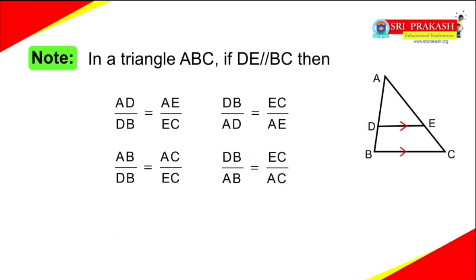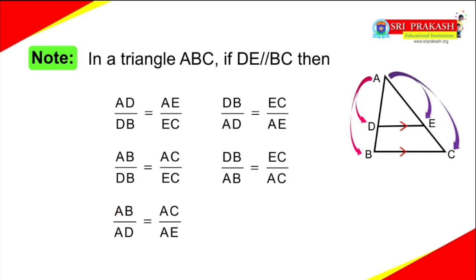Next, AB by AD is equal to AC by AE. Next, the reciprocals of these ratios are also equal. They are AD by AB is equal to AE by AC. Children, these are the conditions for BPT which we are going to use in the problems.